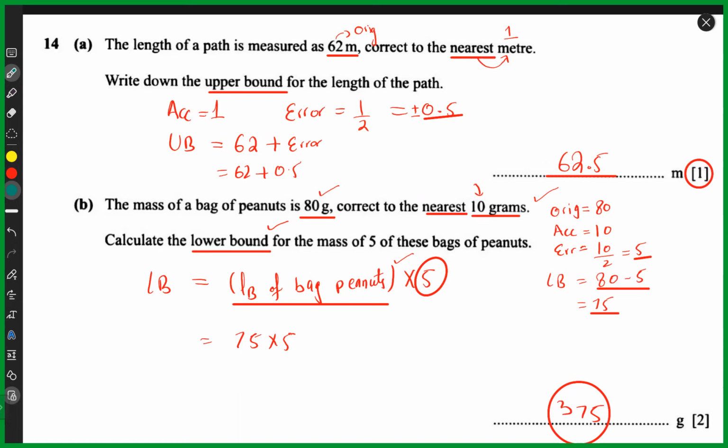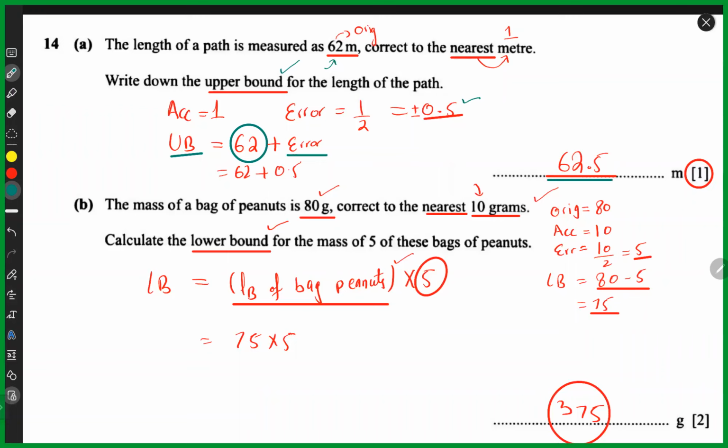No. Wait. I'll tell you. Look, if you're talking about the first part, it's the upper bound. We find the upper bound by, you're not supposed to round off anything here. You just know this was your original measurement, that was 62. For upper bound, we do original measurement plus error, and error turned out to be 0.5. This is your final answer. You're not supposed to round it off. This figure was basically rounded off, but let's not go there.